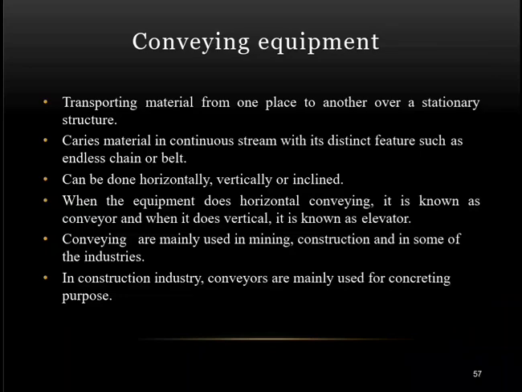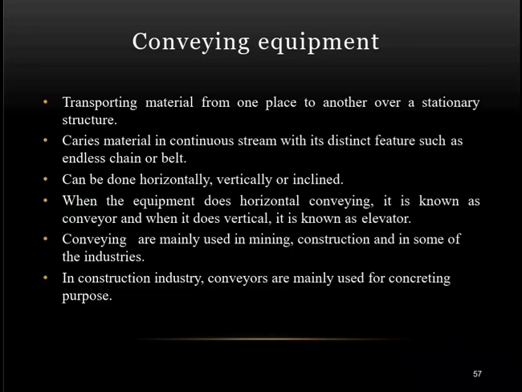Next one is conveying equipment. Transporting material from one place to another over a stationary structure is called conveying equipment. It carries material in a continuous stream with distinct features such as an endless chain or belt. It can be done horizontally, vertically or inclined. When the equipment does horizontal conveying, it is known as a conveyor, and when it does vertical conveying, it is known as an elevator. Conveying equipment is mainly used in mining, construction and some other industries.